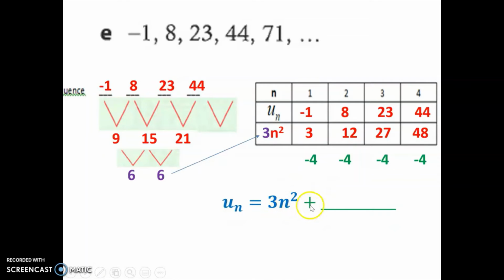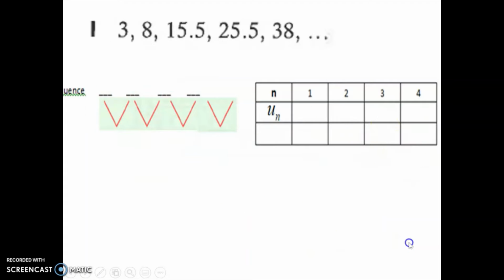Well, we know it's 3n squared plus something. What's our linear rule? Well, it is just negative 4. Just like the one we saw recently, this is always negative 4. So it is just a horizontal line at negative 4, and it's just negative 4, because 3n squared minus 4 will give us what we need every time. 3n squared minus 4, and so on. All right, try L, the last one of the ones from the practice assignment we're going to look at together.